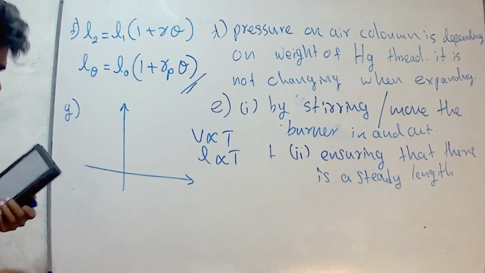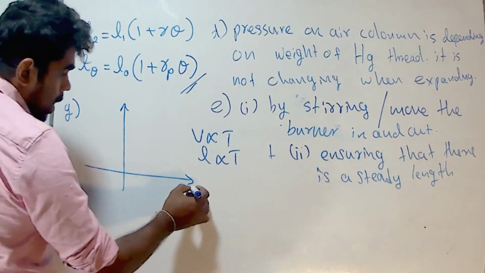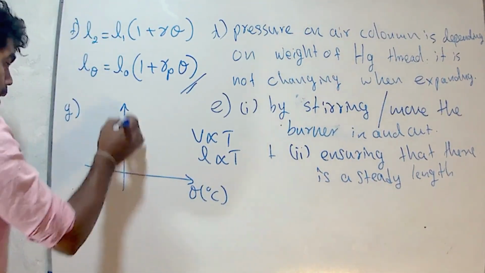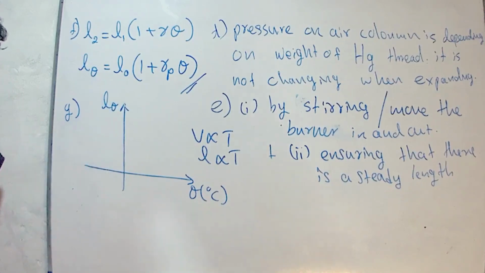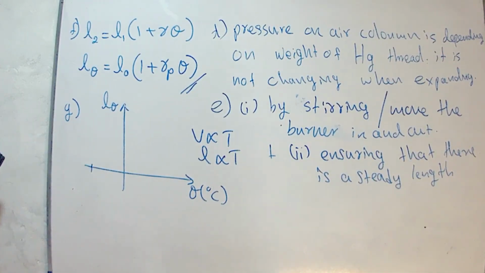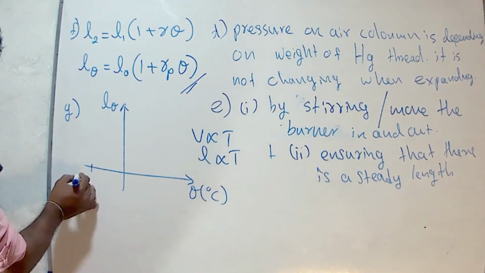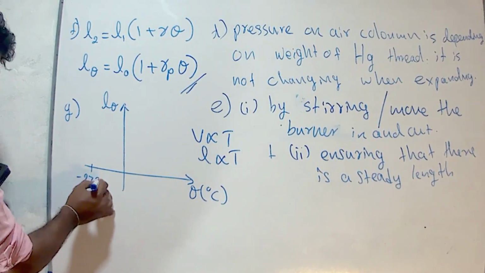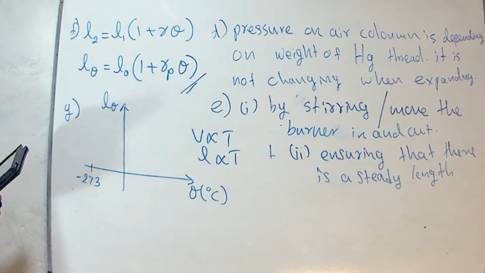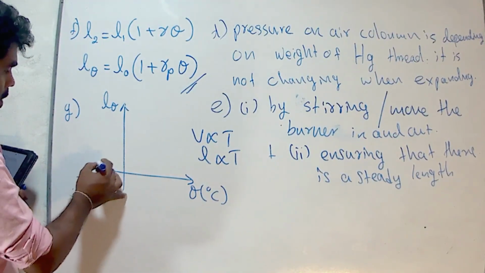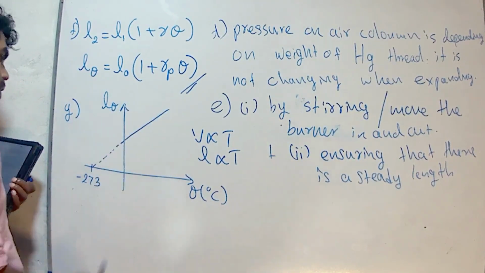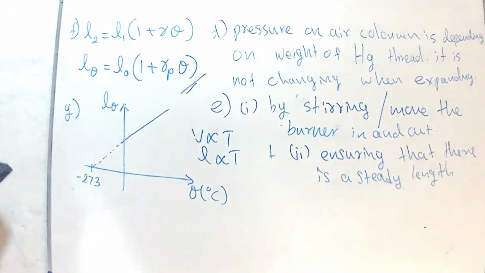But in the given graph, we are using theta in Celsius and length L theta. Therefore, the graph should pass Kelvin 0. Kelvin 0 means minus 273 Celsius. Therefore, it should pass minus 273. The corresponding graph shape is this.